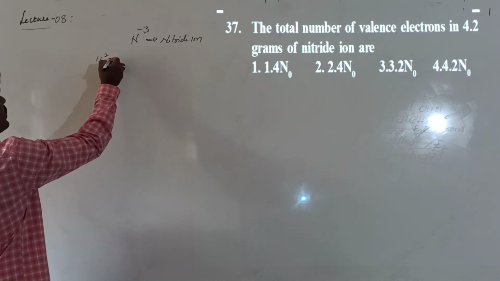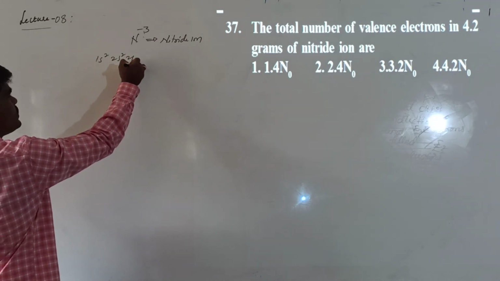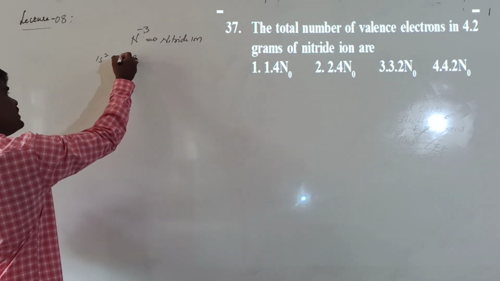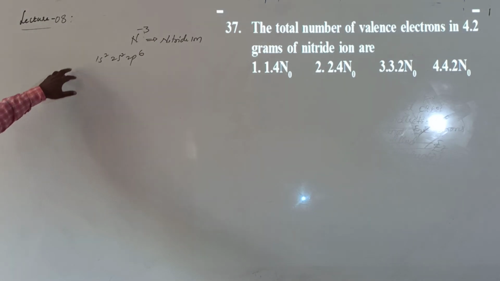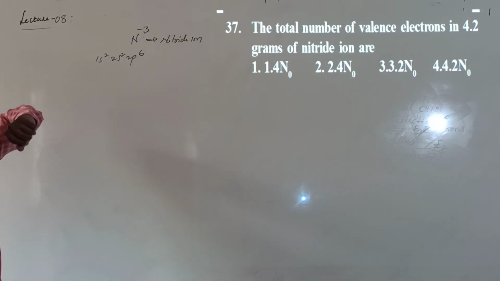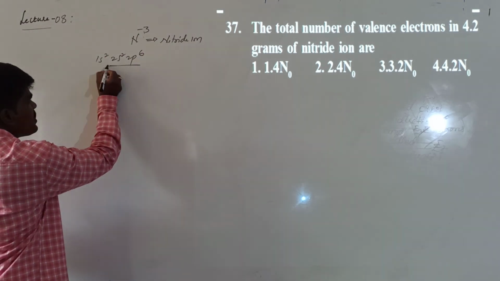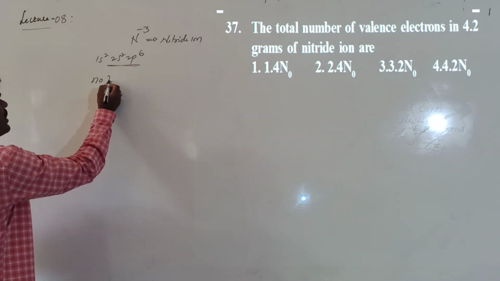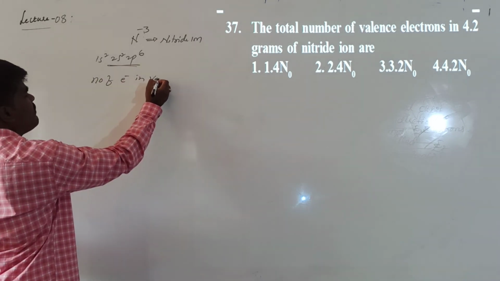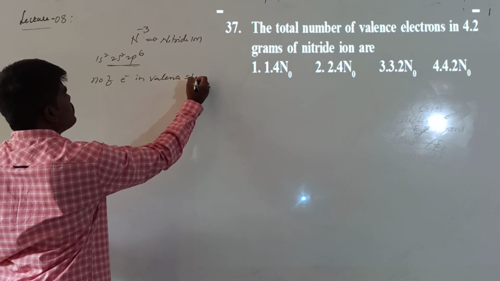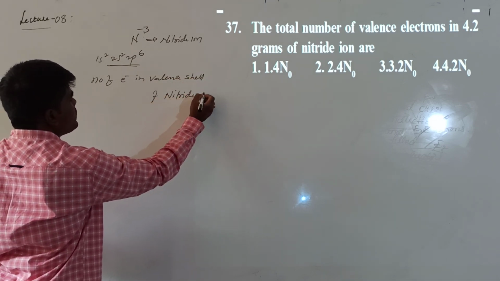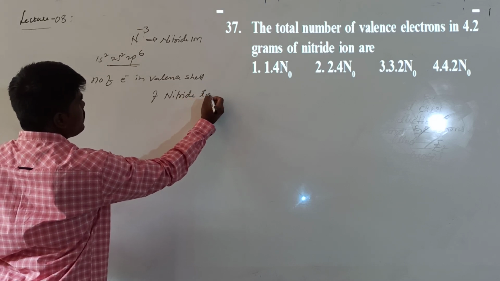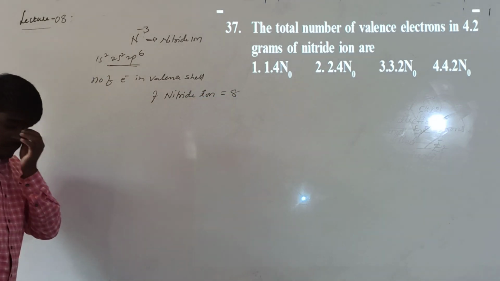Right? So what is the electronic configuration of this nitride ion? The electronic configuration is 1s2, 2s2, 2p6. Nitrogen is 7 and it has gained 3 electrons. So this is the valence shell. How many electrons are there in the valence shell of the nitride ion? The nitride ion has 8 electrons.